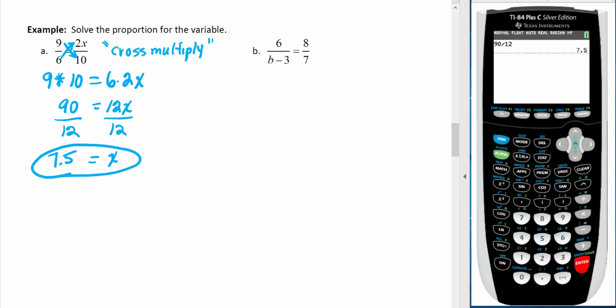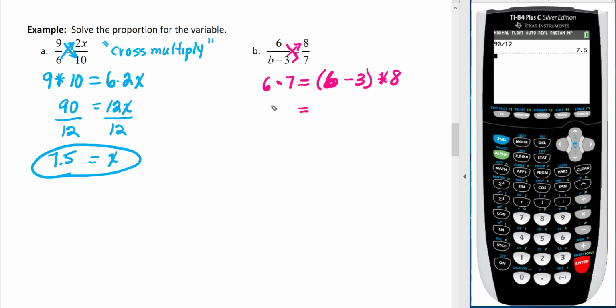Our next problem says 6 divided by b minus 3 equals 8 divided by 7. Again, let's try and do our cross multiplication. So we're going to go ahead and take 6 times 7. Write that down. 6 times 7 equals. And then we're going to take our denominator of b minus 3 times 8. So b minus 3, make that look like a b, not a 6. B minus 3 times 8.